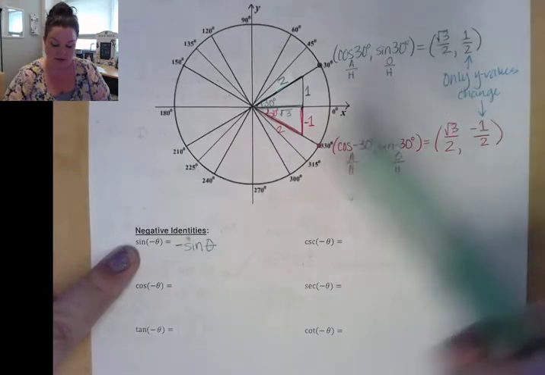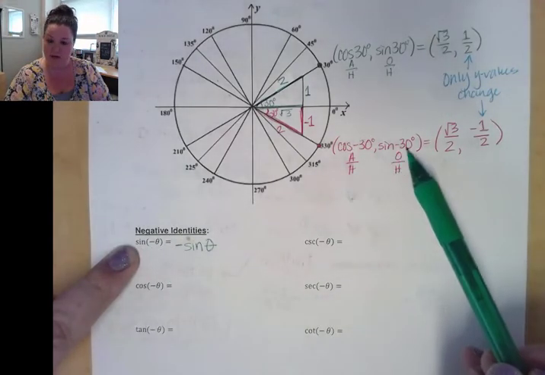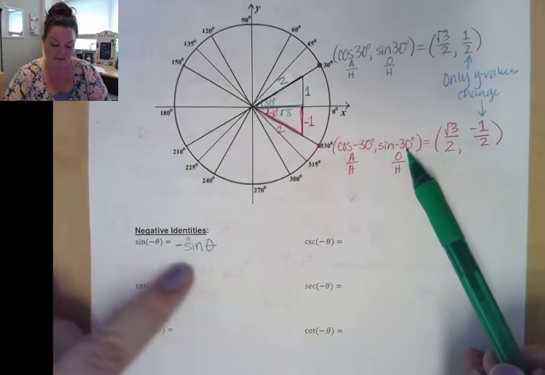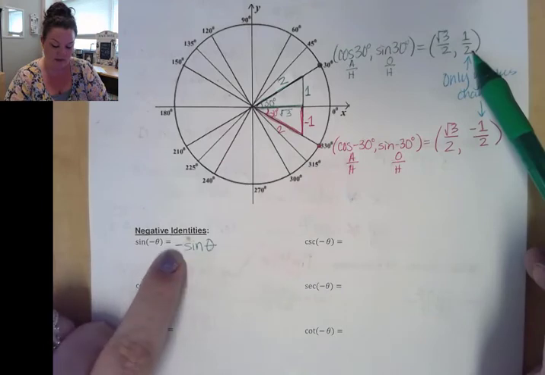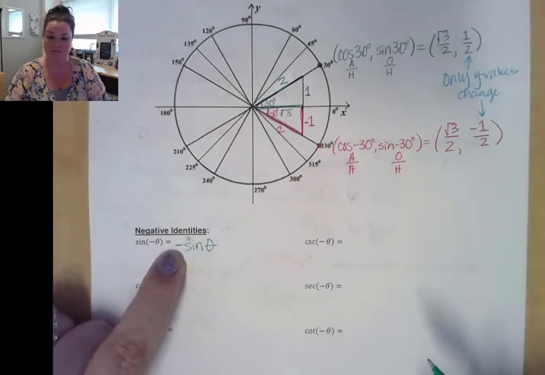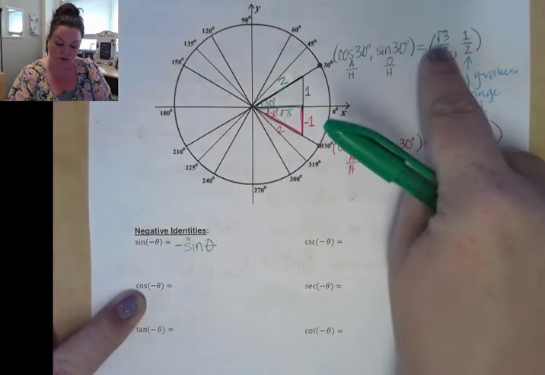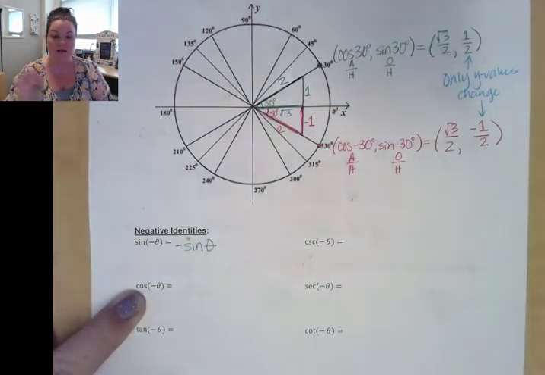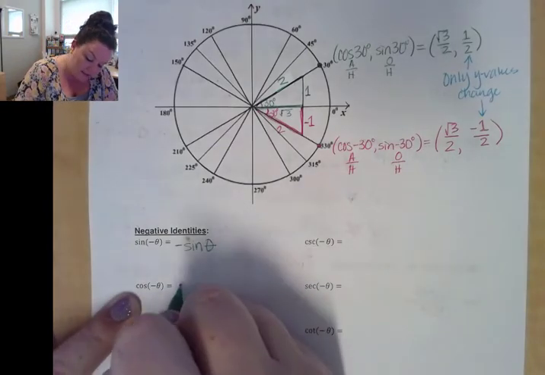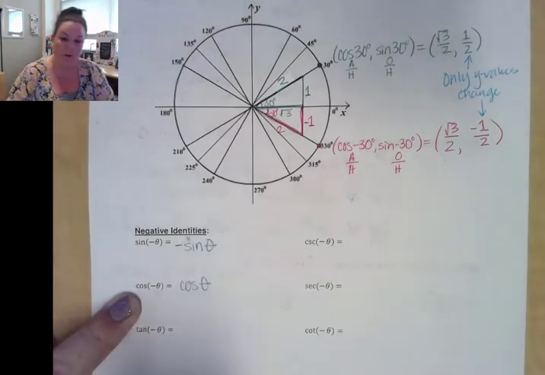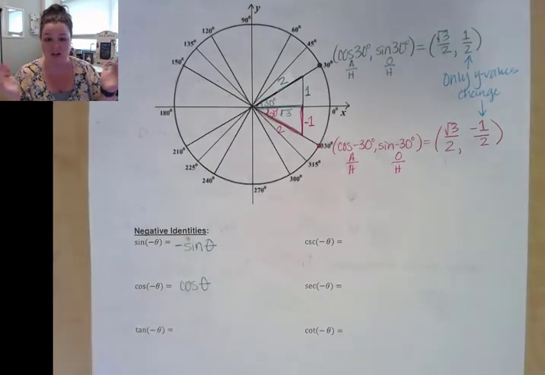So if I'm looking at sine of a negative angle, like sine of negative 30, it's the same as if I took the original sine value, which is 1/2, and then just made it negative, okay? But cosine of a negative angle, notice here the cosine values are the same. They don't change. So that means that cosine of negative theta was the same as cosine of positive theta. So we don't need the negative out here because the sign didn't change.